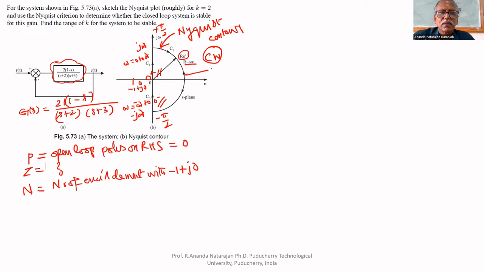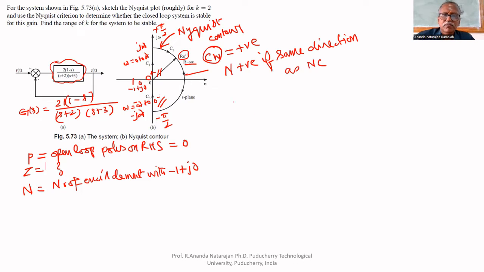Here, this Nyquist contour is in the clockwise direction. If you consider the same direction as the Nyquist contour, then it is positive. N is positive if it is in the same direction as the Nyquist contour. N is negative if it is opposite to the Nyquist contour, that is anti-clockwise direction. This is clockwise direction.